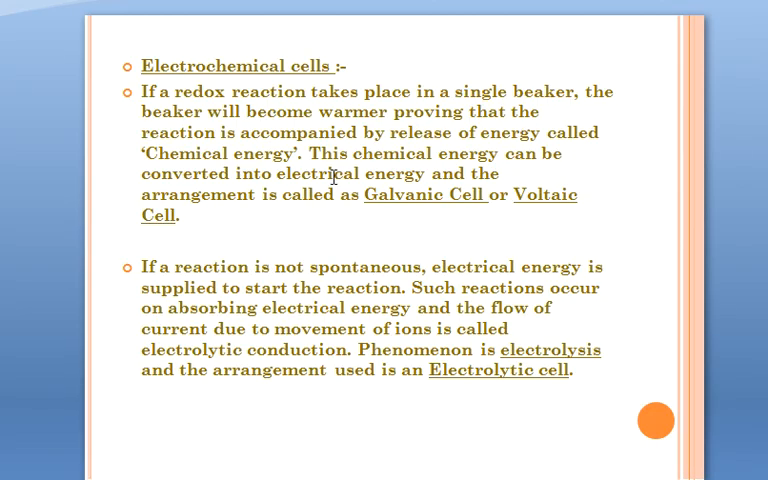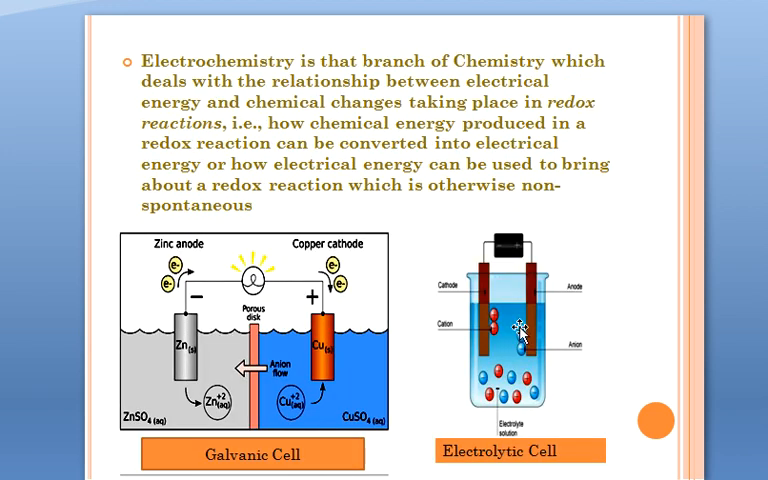What is the reason? Because when the reaction takes place, energy is released, called the chemical energy, and this chemical energy is later converted into electrical energy, and the examples of this arrangement are galvanic cell or voltaic cell.